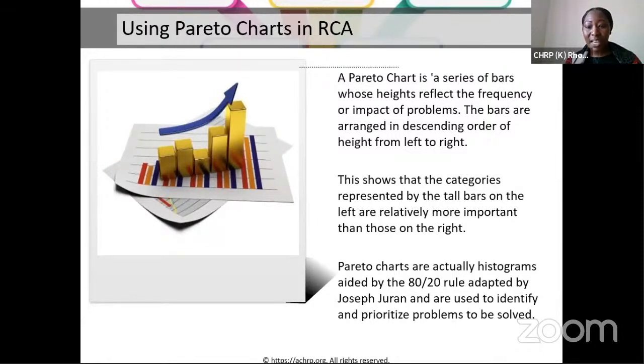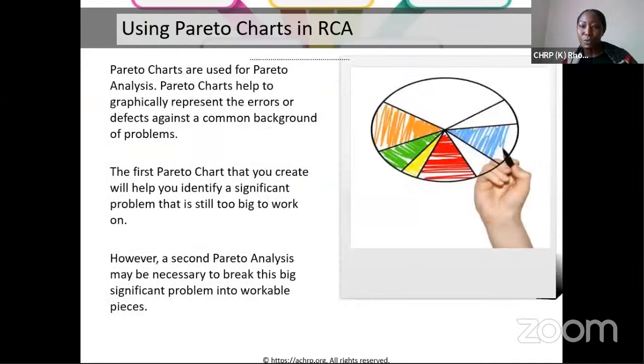energy. The Pareto charts are actually histograms, or they could also be pie charts that are aided by the 80-20 rule adapted by Joseph Juran, and are used to identify and prioritize the problems to be solved. So the first one was the histogram, then this is a pie chart. Then we say Pareto charts are used for Pareto analysis, and you can see the bigger the chart or the pie, the bigger the impact on where we should actually concentrate on.